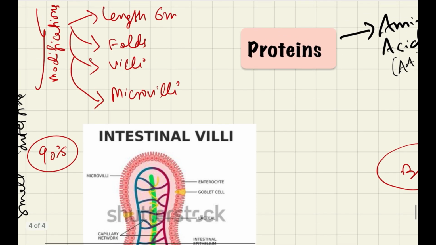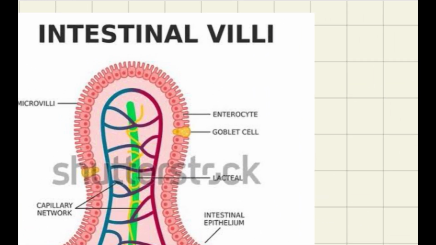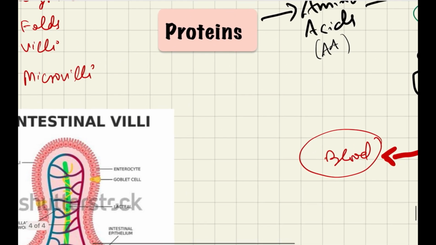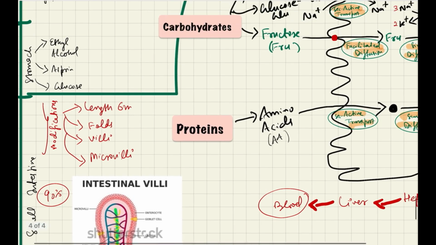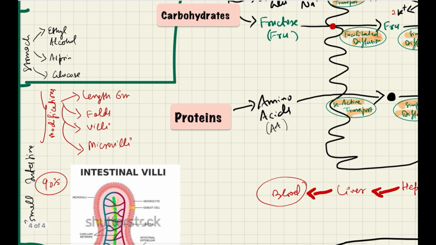Then we are going to study the microvilli. These are also modifications. As we can see on a villus, there are various microvilli, these finger like projections on the enterocytes. These in turn increase the surface area, and this is a very logical thing. Now let's move towards the actual mechanism of how different things like carbohydrates, proteins and lipids get absorbed. First they get digested, and then these things get absorbed through these villi and microvilli.